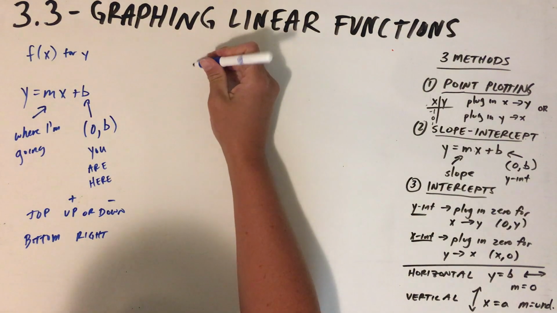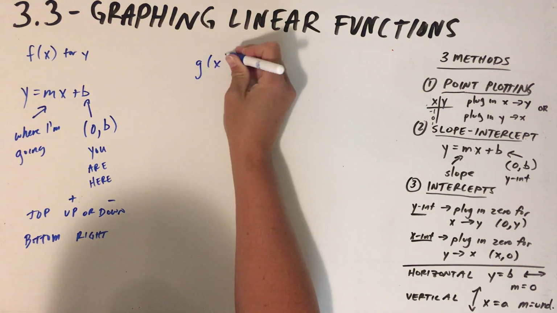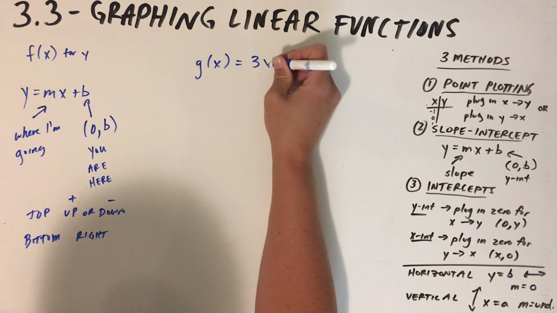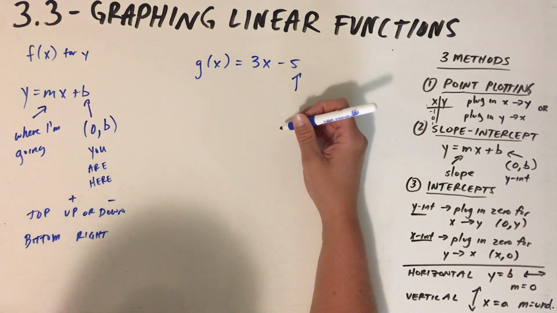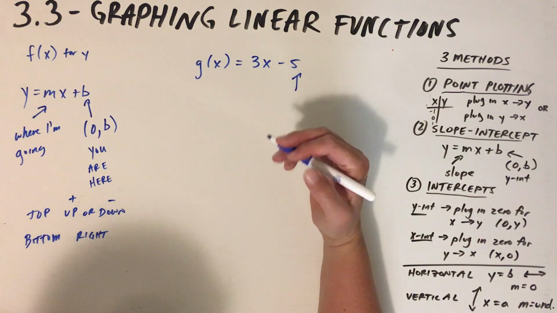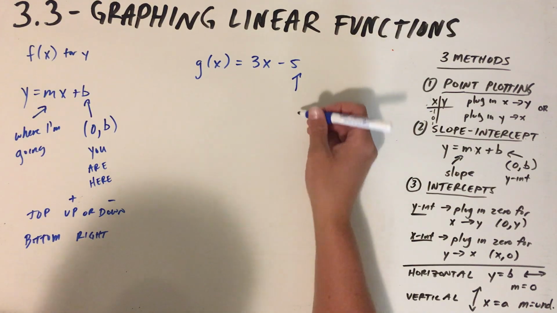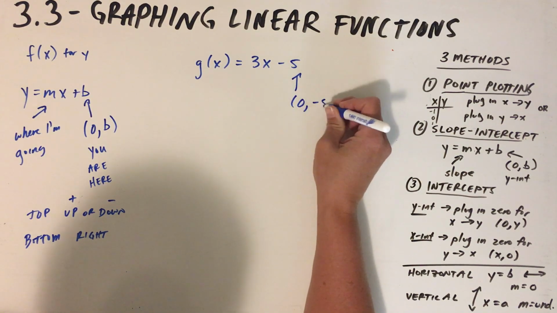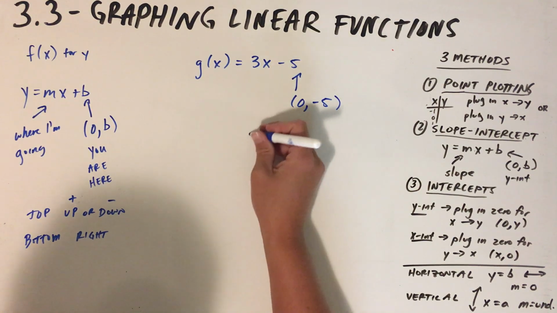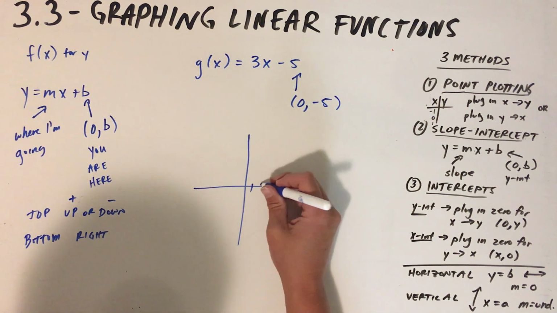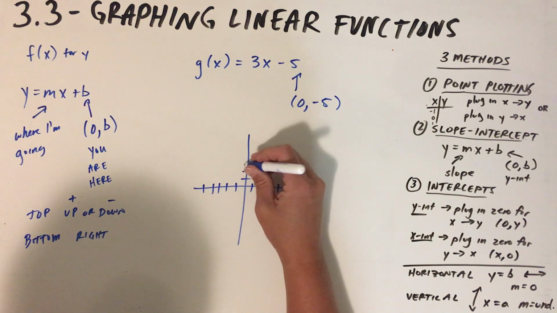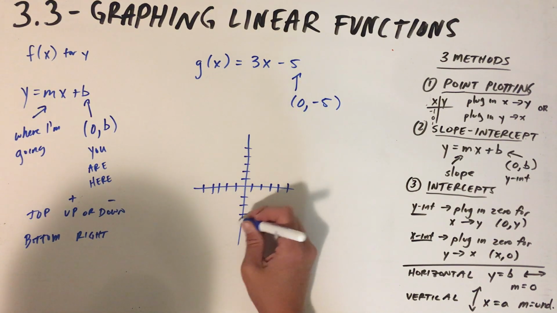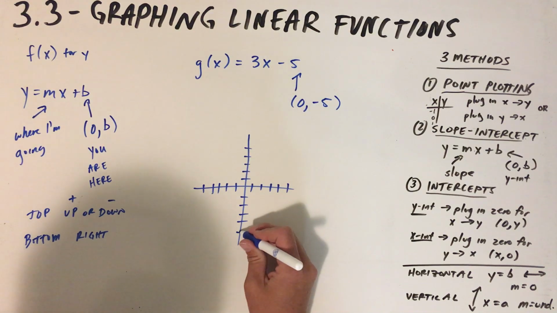Okay, so let's say we have g of x is equal to 3x minus 5. Well, the important part here again is to figure out where I'm at, because I can't know where I'm going if I don't know where I'm at. So I am at the point 0, negative 5. So let's find that point on our graph. Okay, so that would be this point right here.